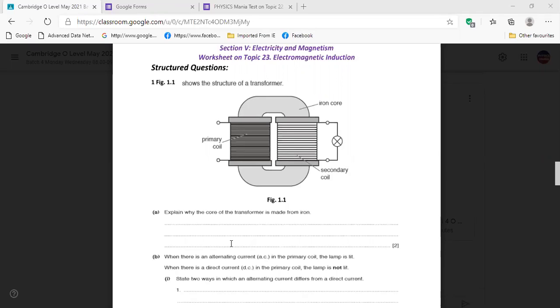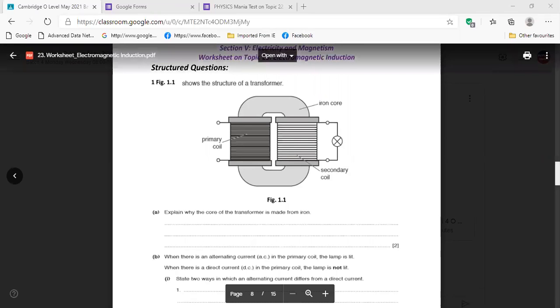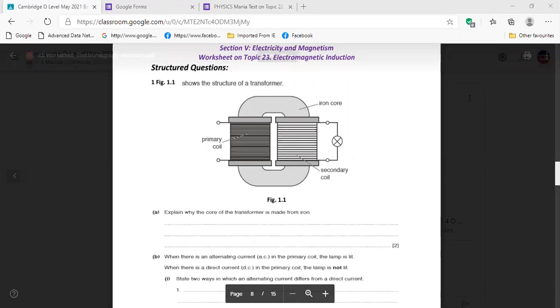3B1. Sir, first 1B. Can you just tell me what it is? Means, first, I just didn't understand because if there is an AC, then means it lights the lamp, but when there is a DC, means direct current, it doesn't.